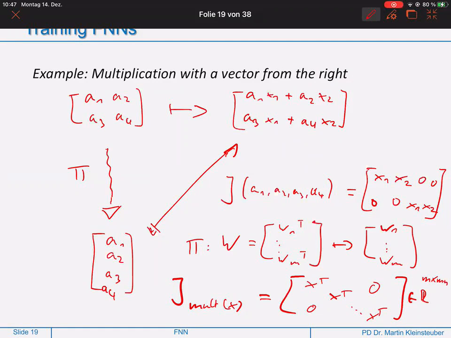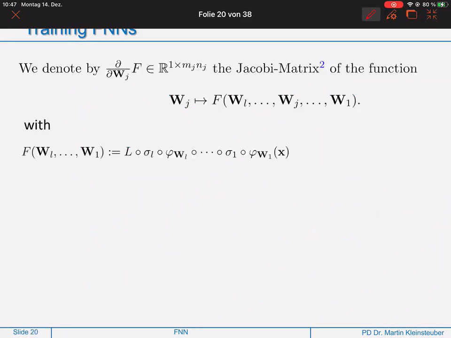And now we have all the ingredients to go for the gradient of the function that we want. And before we go there, we will have another break, until 51, four minutes.